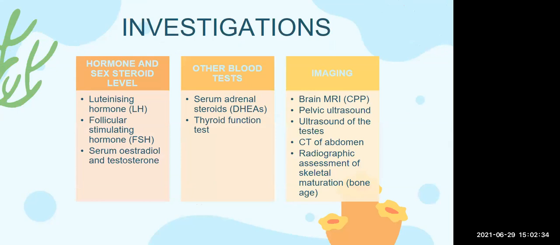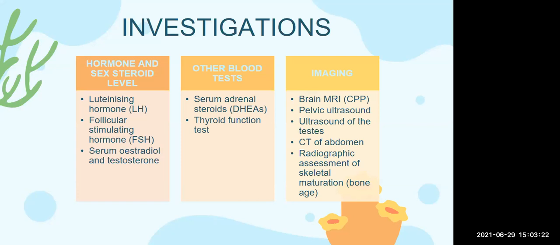So for the investigation, firstly, for the hormone and sex steroid level, we need to take luteinizing hormone and also follicle stimulating hormone. This is because a random level of LH can best screen for central precocious puberty, and both of these can be used to diagnose precocious puberty after stimulating with the GnRH analog. And we also take serum estradiol and also testosterone because we want to see whether this level is high or not.